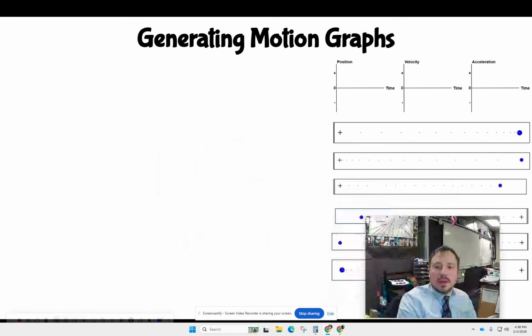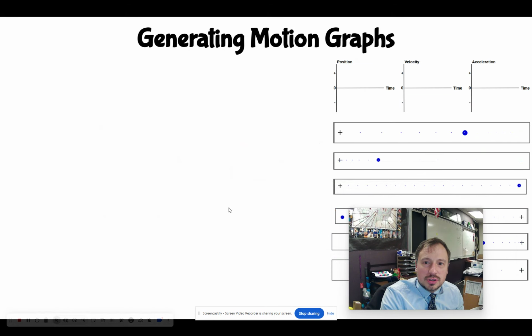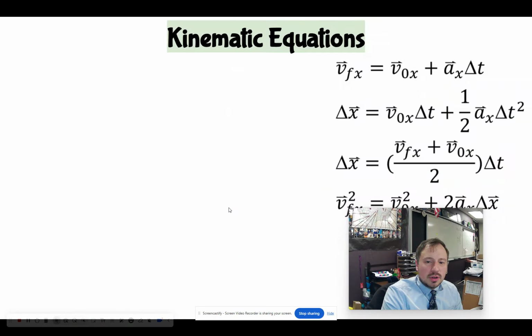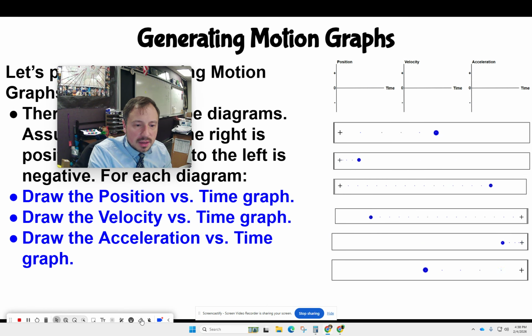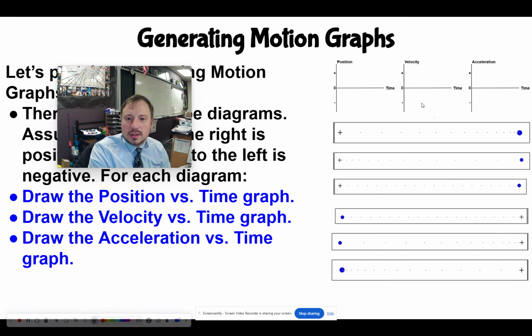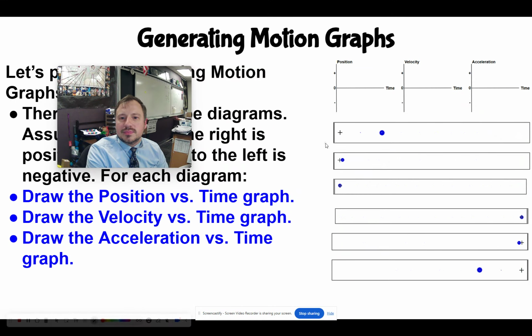So now let's get practice generating those motion graphs. For all of these, draw the position versus time graph, draw the velocity versus time graph, and draw the acceleration versus time graph. I'm going to go ahead and get this out here. I'll do this first one because it's going to have a negative acceleration here. So it's going to start here.